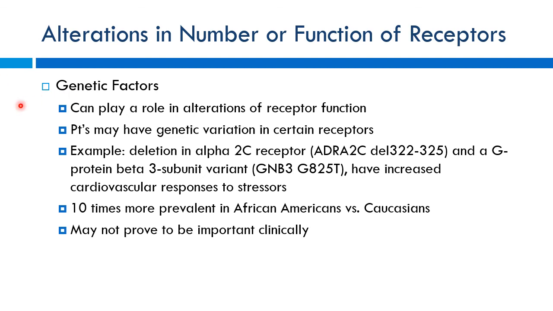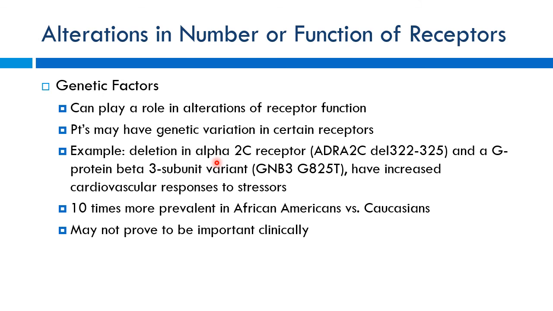You can also have things like genetic factors affecting the number of receptors that are available to interact with different drugs. So for instance, if you have a certain deletion, then again, don't memorize this specific example, but just know if you have a particular deletion, you may have increased cardiovascular response to stressors, right? So maybe you have bigger changes in blood pressure and heart rate due to things like epinephrine being released from the adrenal glands.